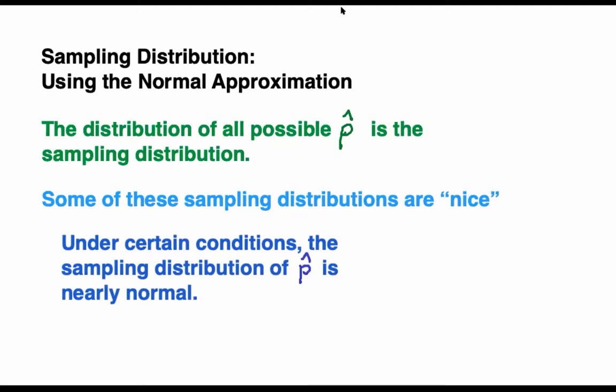Okay, so that's a nice feature that we can take advantage of. Under certain circumstances, this distribution is nearly normal. All right. Well, when is it nearly normal? We kind of already talked about this when we introduced binomial experiments, but we'll go back and revisit it again here. So when do we meet this assumption? When is everything okay?